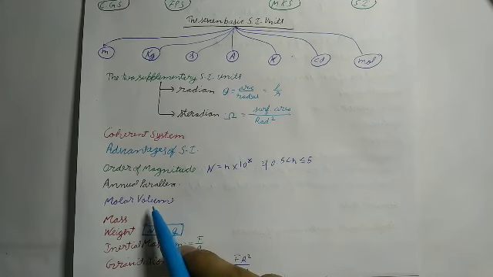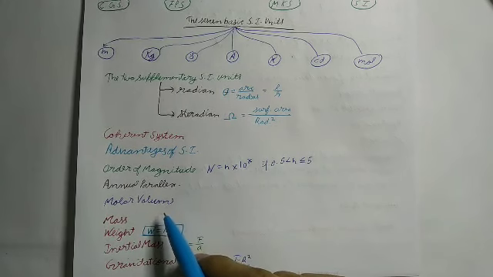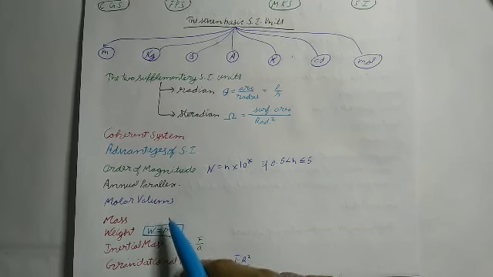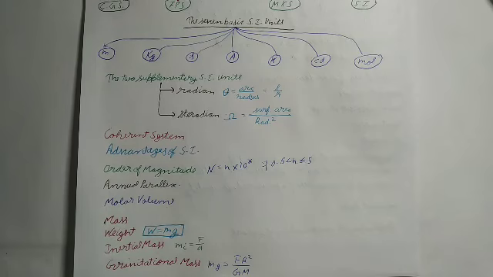Now next is molar volume. 1 mole of every gas occupies a volume of 22.4 liters at STP. This is called the molar volume of the gas. It contains Avogadro number N = 6.023 × 10^23 molecules.